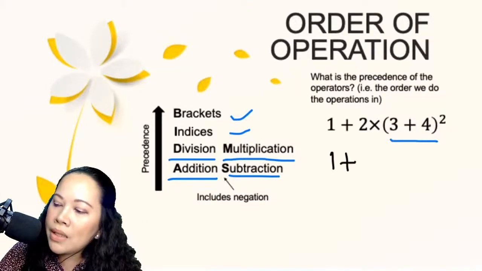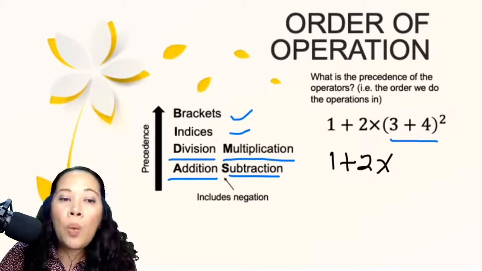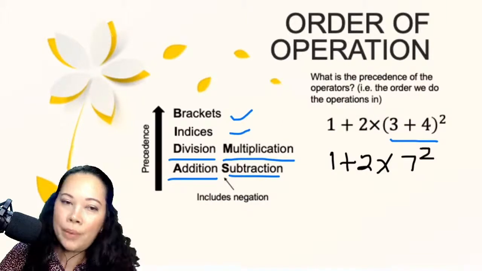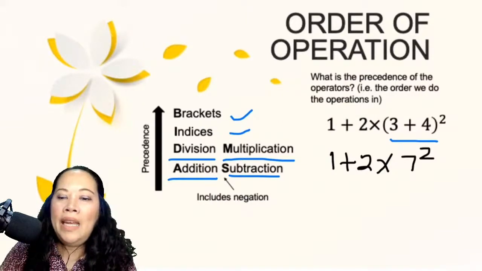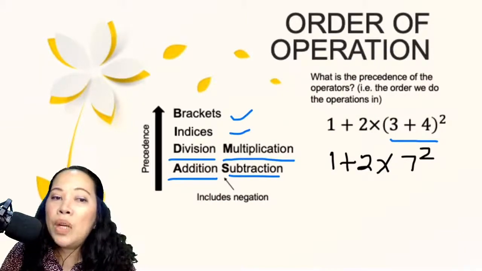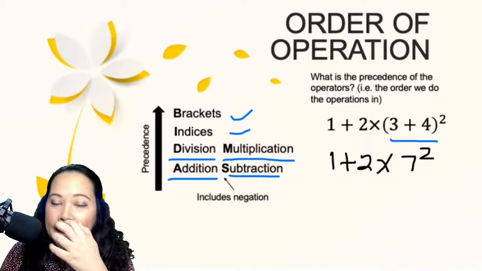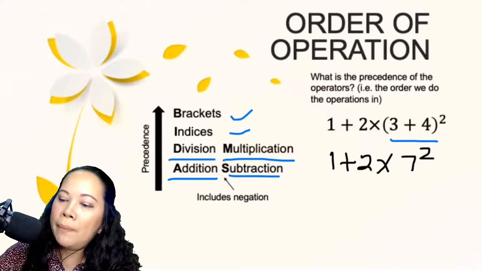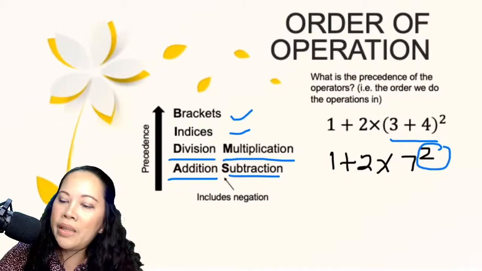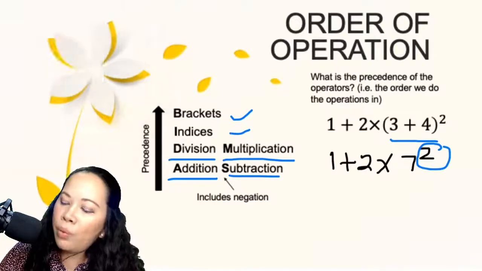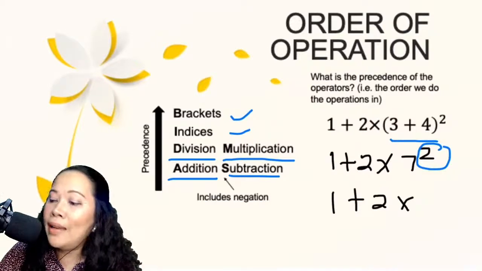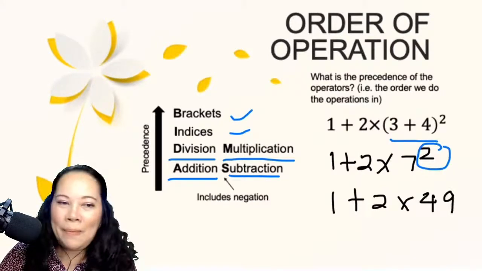So 1 plus 2 times, what is 3 plus 4? 3 plus 4 is 7, and then power of 2. Okay, and then what's next? The next one would be your indices or your power. Which one is your power here? Your power here is 2. So that means that you have 1 plus 2 times 7 squared, which is 49.